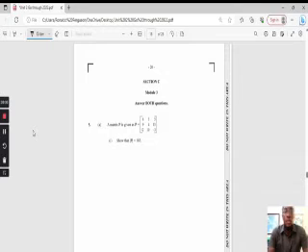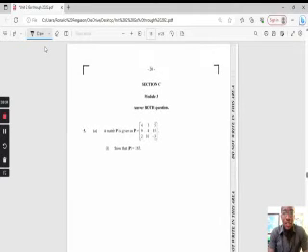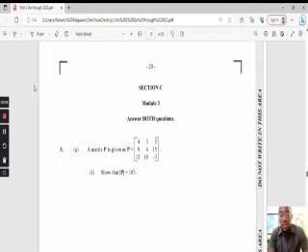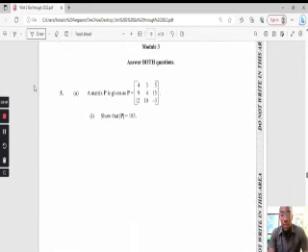Now into module 3. Module 3 is the best module because it involves matrices, differential equations, and probability. Usually this is the easiest module.